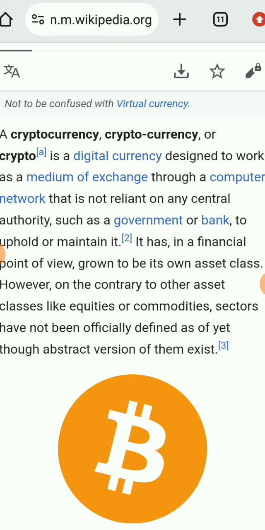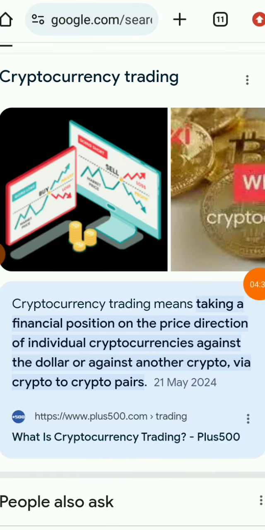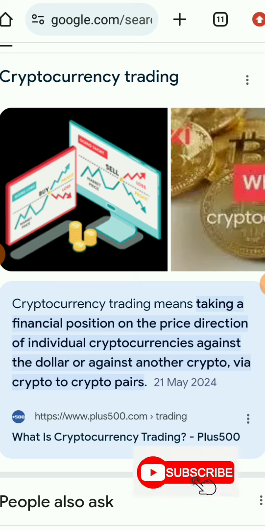All right, so knowing what cryptocurrency is, we are going to head on to what cryptocurrency trading actually means. Now, according to plus500plus.com, this website, it says cryptocurrency trading means taking a financial position on a price direction of individual currency against the dollar or against another crypto via crypto to crypto pairs. All this English boils down to cryptocurrency trading actually means exchanging cryptocurrency for a dollar, or exchanging one cryptocurrency to another cryptocurrency to make maybe payment or to generate income, to make profits.